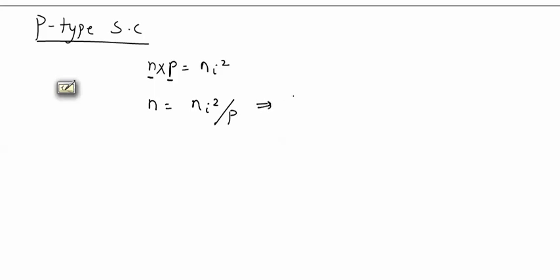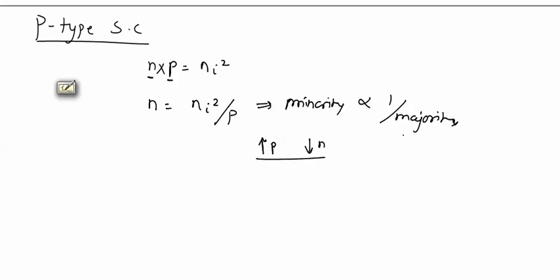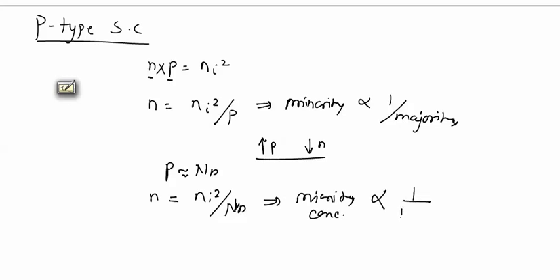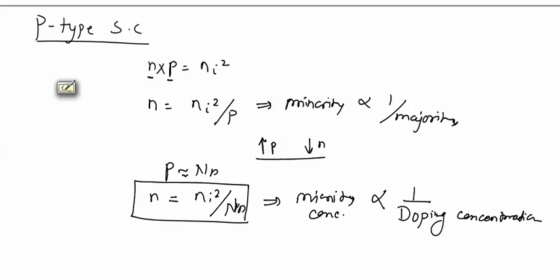And now in p-type semiconductor also I can say that minority concentration, means n, is inversely proportional to majority concentration. So in p-type semiconductor, if we increase majority carrier concentration, means p, there will be a decrease in minority carrier concentration, means n. Also in p-type semiconductor, p is nearly equal to NA, so I can say that n is equal to ni square by NA, and from this equation I can say minority concentration is inversely proportional to doping concentration. This equation in p-type semiconductor will be used to solve problems.